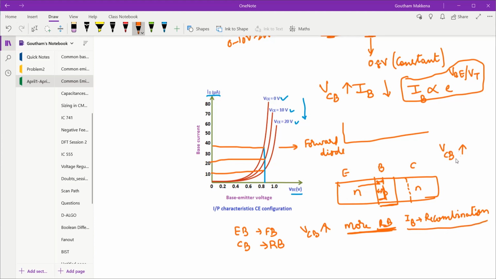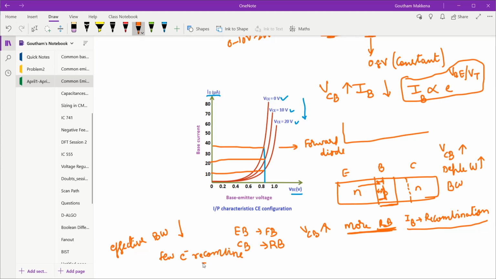Now what is happening when VCB is increasing? The depletion region width is increasing, resulting in lesser base width. That is, the effective base width is reducing. When the effective base width is reduced, very few electrons recombine with holes over here.